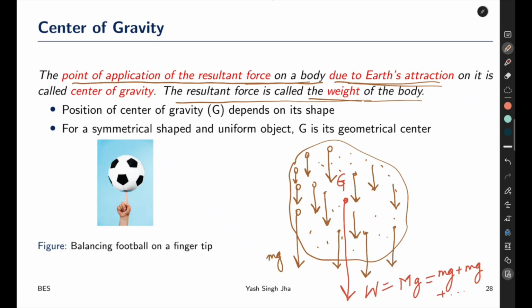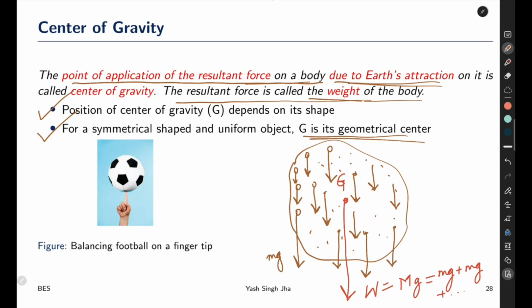Position of the center of gravity depends on its shape. What does it depend on? It depends upon the shape of the body. For a symmetrically shaped uniform object, G, the center of gravity, is its geometrical center.